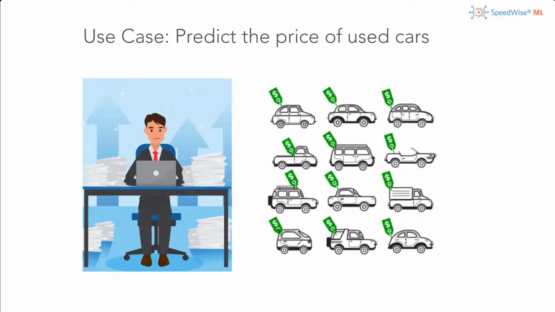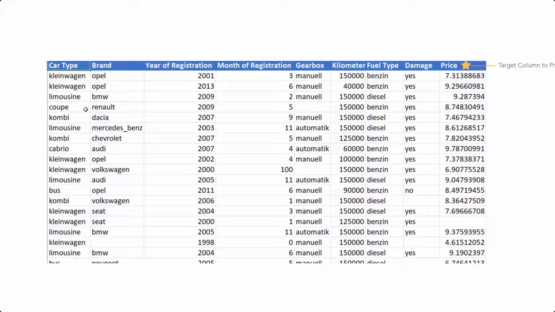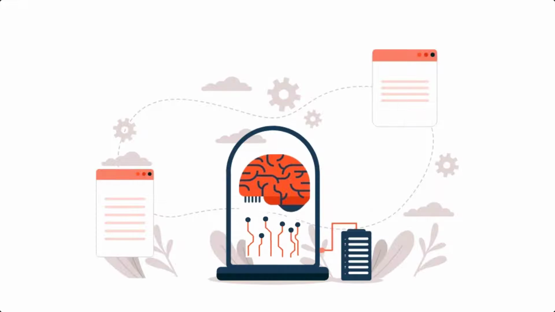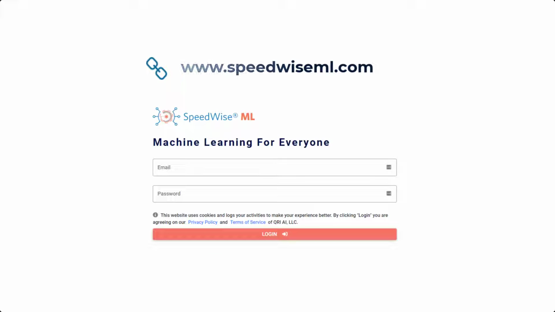sell for. Some of the features that are included in his data are the car type, the brand, year and month of registration, the type of gearbox the car uses, the number of kilometers the car has driven, the type of fuel used, if there is any damage to the car or not, and the price the car was sold at. Let's look at how we can use the historic data to create a machine learning model using SpeedWise ML, also known as SML.